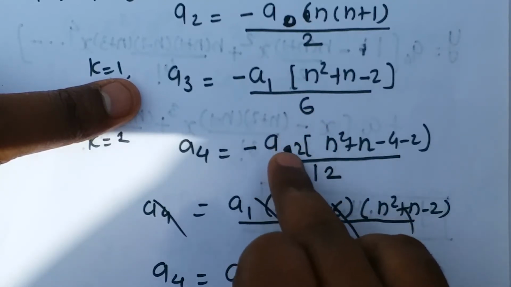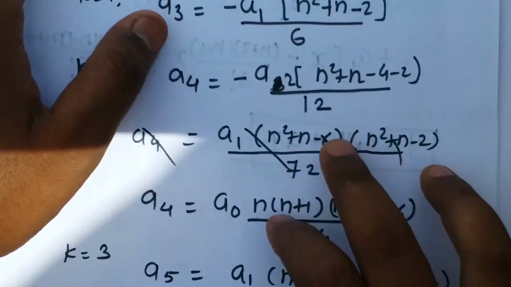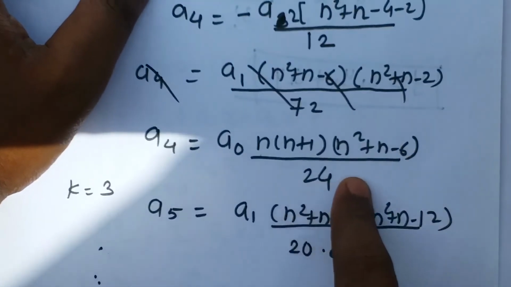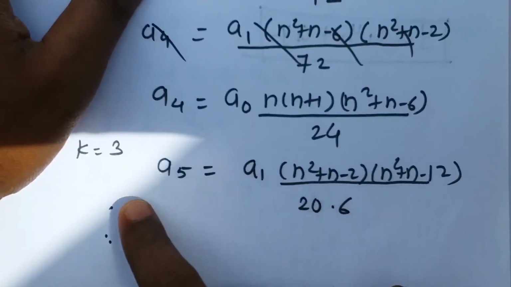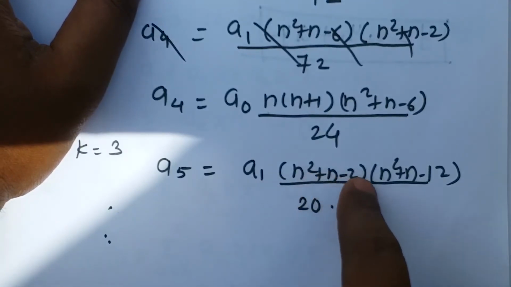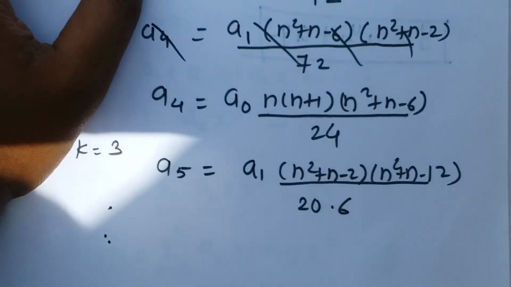So we'll replace the value of a2 from the obtained value. After doing that, we'll get the value of a4 in terms of a0 as n into n plus 1 into n square plus n minus 6 by 24. You can check the calculations, okay? And for k equal to 3, a5 you will get as a1 into n square plus n minus 2 into n square plus n minus 12 upon 20 into 6, that is 120, okay?